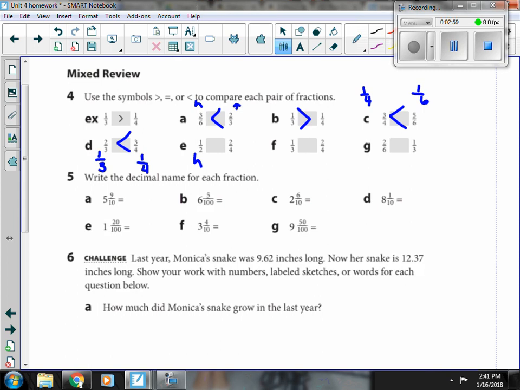1/2 is a half. 2/4 is also a half, so these are equal. 1/3 is less than half. 2/4 is equal to half, so 2/4 is bigger. And 2/6 and 1/3, they're both less than a half. They're pretty close to compare, so I'm going to make this one an equivalent fraction. I'm going to multiply the top and bottom by 2 and see that it's also 2/6, so it's equal.